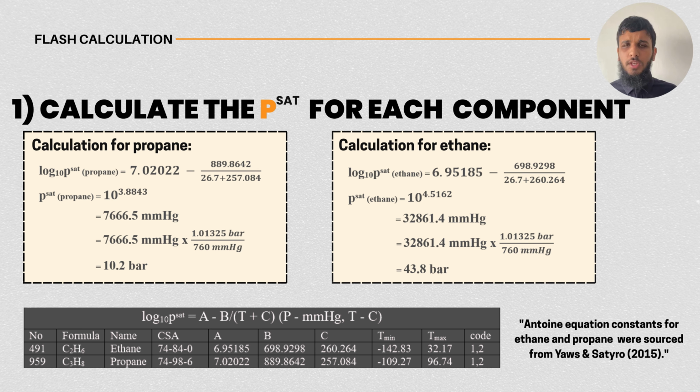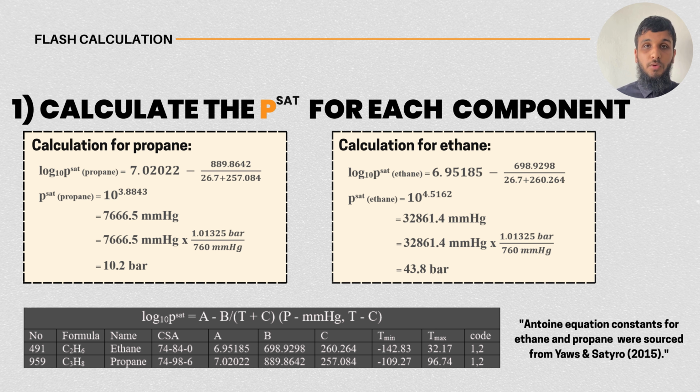But the problem is we don't have the Antoine coefficients in our textbook, Introduction to Chemical Engineering Thermodynamics, in both editions, 7th and 8th edition. So we brought the Antoine coefficients from another source, which is Yaws' Handbook for Vapor Pressure, 2nd edition. So now we can calculate the Psat for each component.